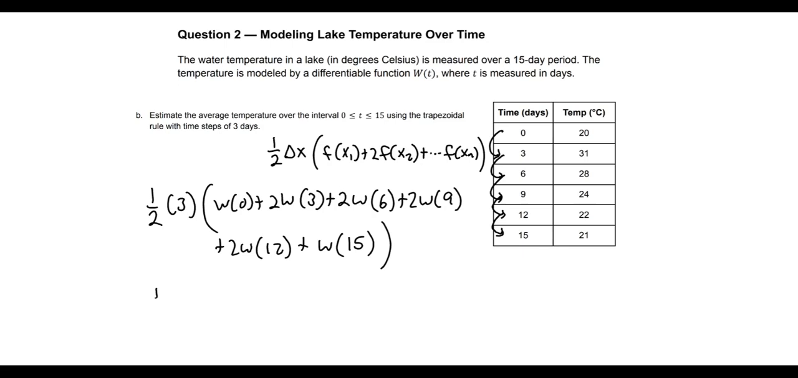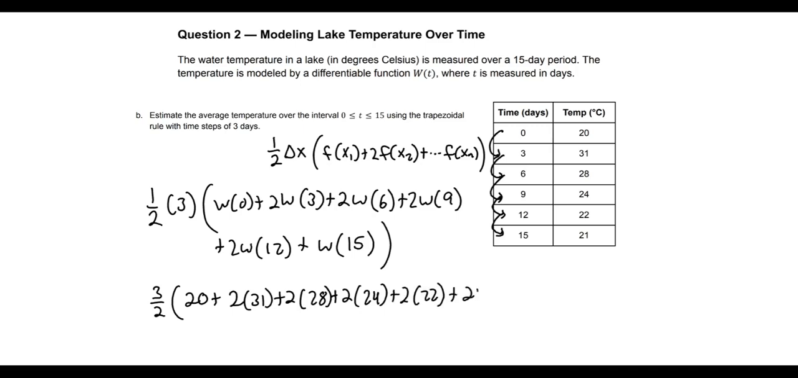So let's see. We have 1/2 times 3, which is going to be 3/2. W of 0 is 20. Then we have 2 times 31 plus 2 times 28 plus 2 times 24 plus 2 times 22 plus 21. And this is what you're going to plug into a calculator. And if you do this, you get 376.5, like that. And that's our answer for part B.